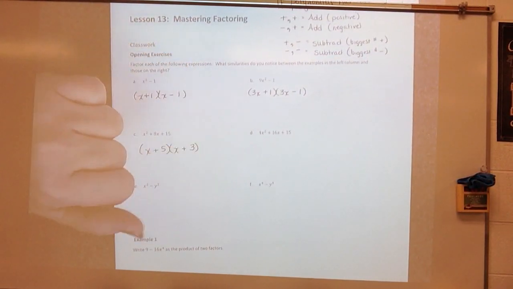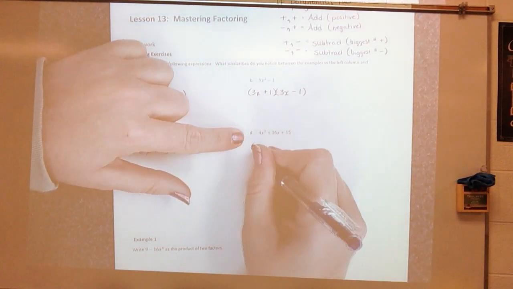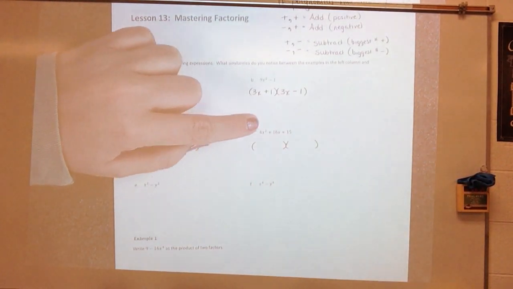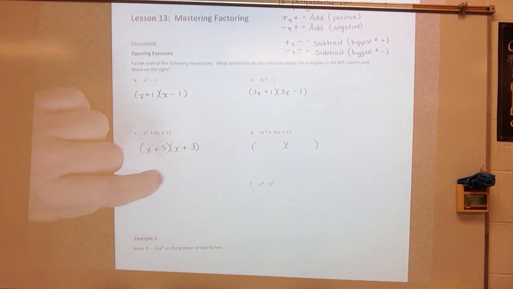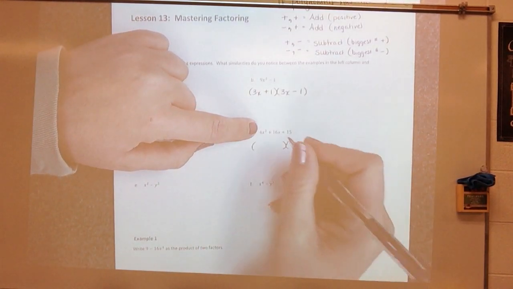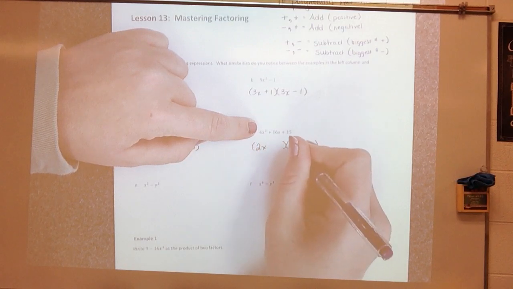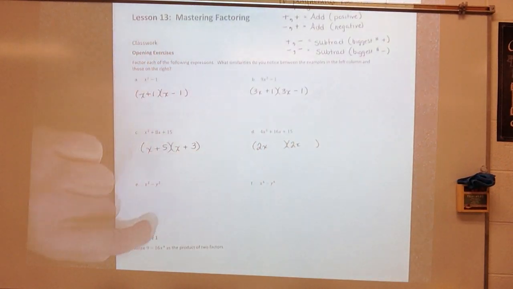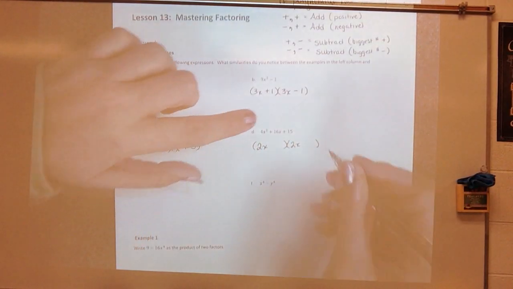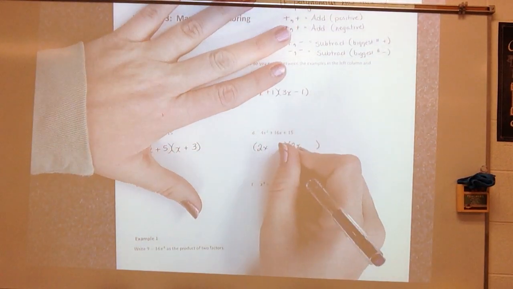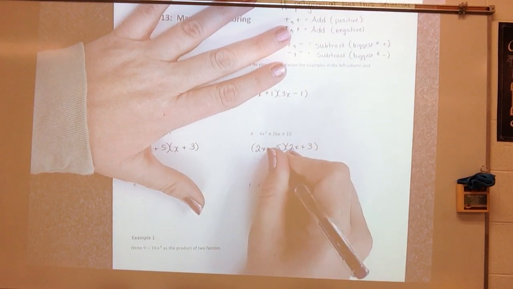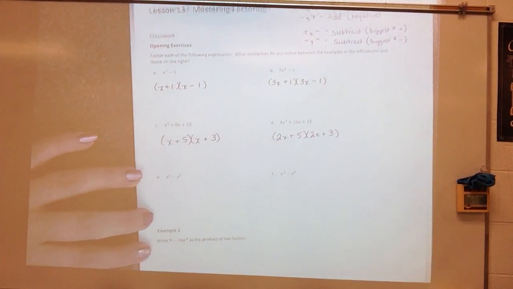Alright, looking at this one, I have to factor this one. Once again, it's a plus plus. The only difference is here, I do not have a 1. So I'm going to factor 4x squared as 2x and 2x. And then I've got 15, I'm going to factor that as 5 and 3. And they are plus plus.